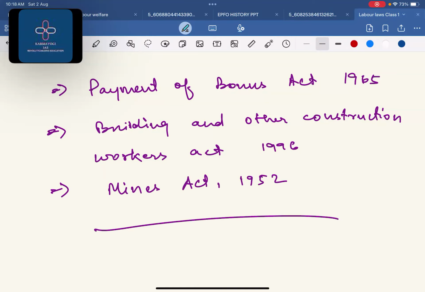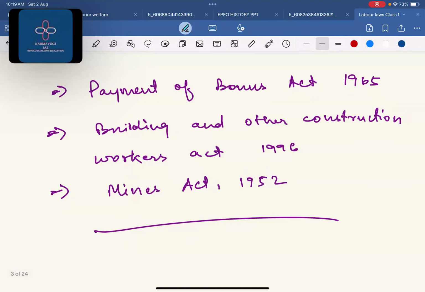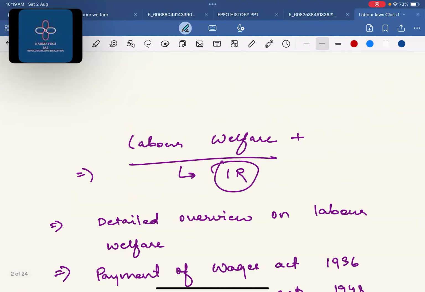After explaining all these 12 acts, we will then move towards the four new labor codes. Still, they have not been implemented in India, and we didn't find any question from the labor codes either. But who knows? A question can come. Then we will briefly see all the four labor codes in the last session of this syllabus. Okay, so let's begin with the labor welfare classes.